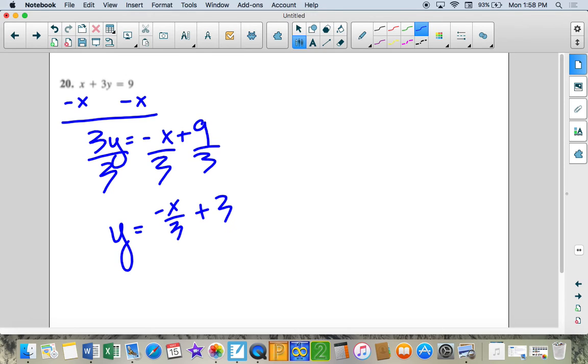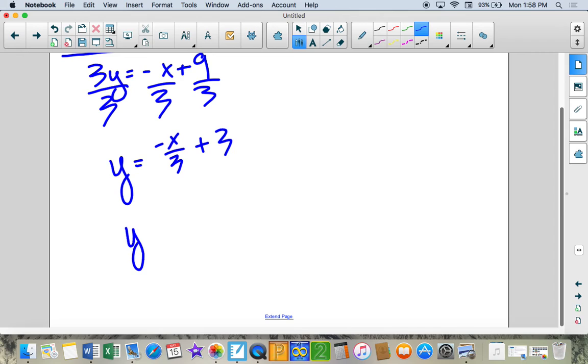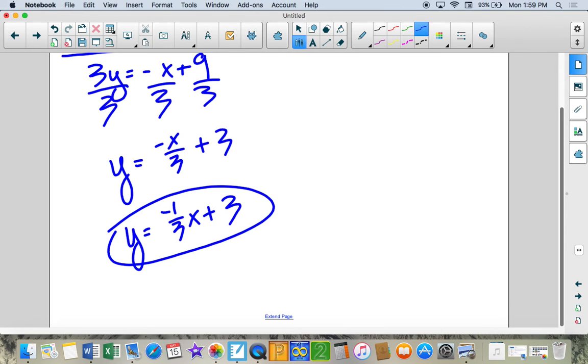It's probably not the best answer. It looks nice, but for what we're going to use it for, in this case, I'd much rather you write it like that. What's the coefficient of x? A negative 1 in the numerator. 3 is in the denominator. So that's why that's a better answer in this chapter, only in chapter 8. Otherwise, I don't mind that.